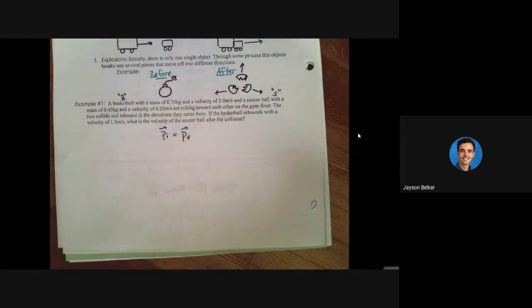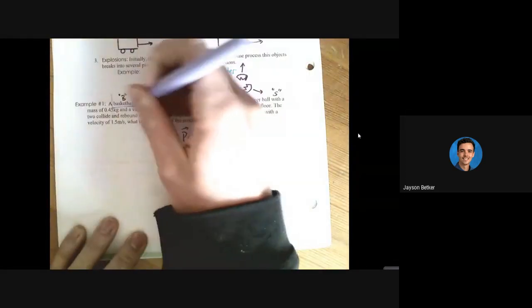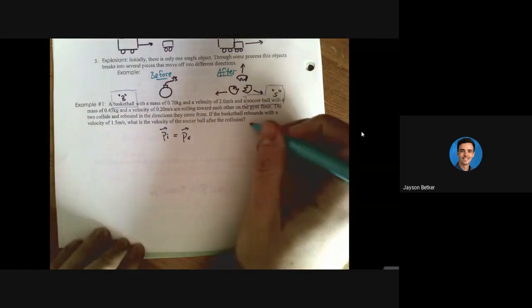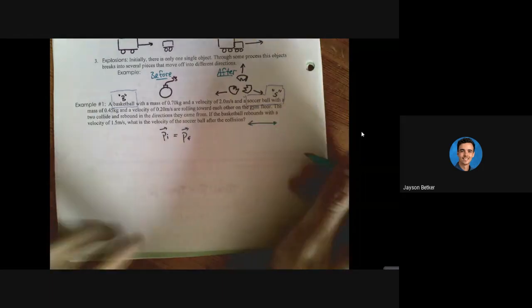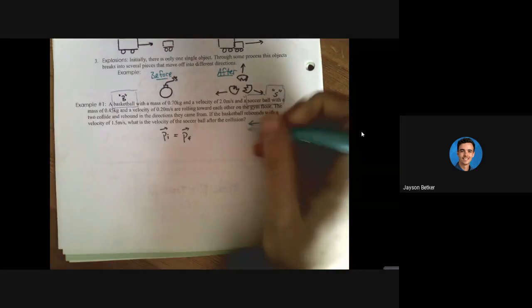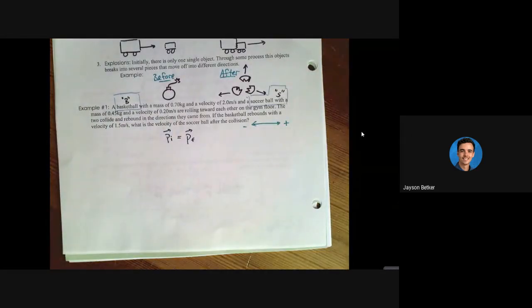So a subscript of B for the basketball and a subscript of S for the soccer ball. Okay, so what I need to do is decide on a positive and a negative direction. Even though this one didn't necessarily give us positive or negative directions, I still want to know if my answer is going to be a positive or negative number. So let's set it up like that.